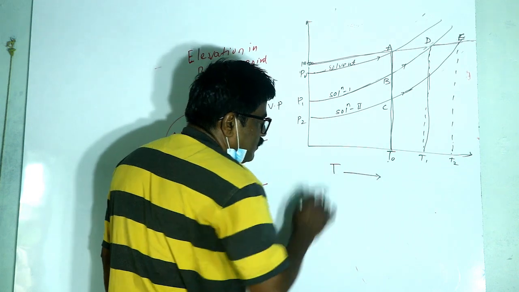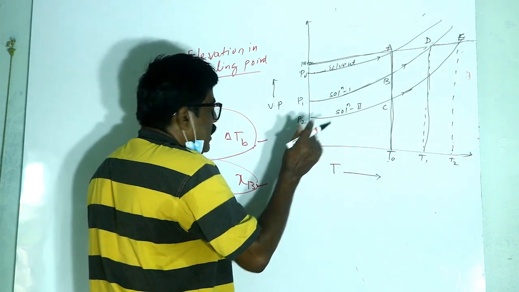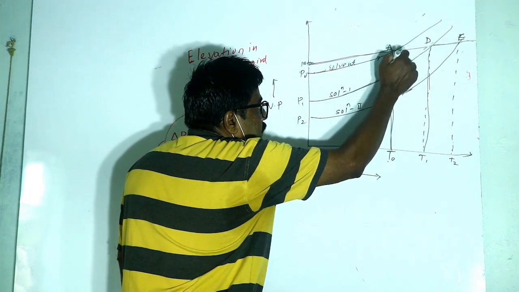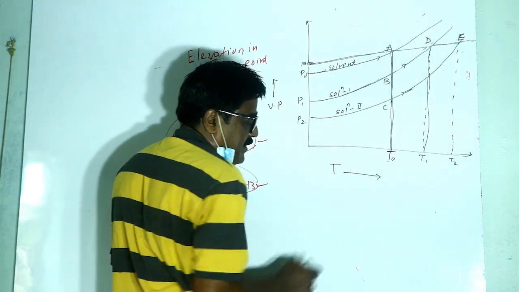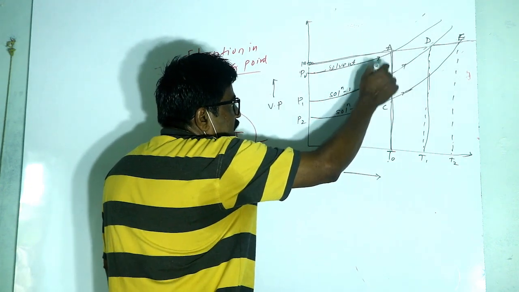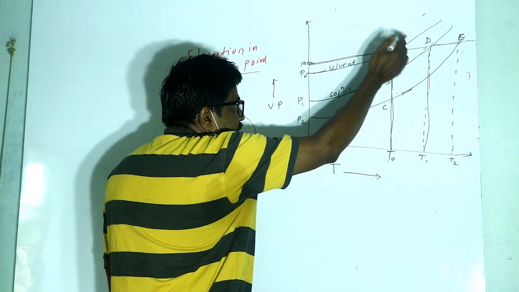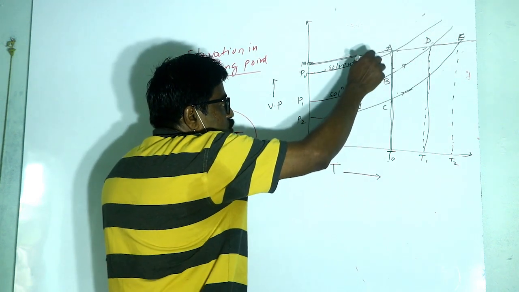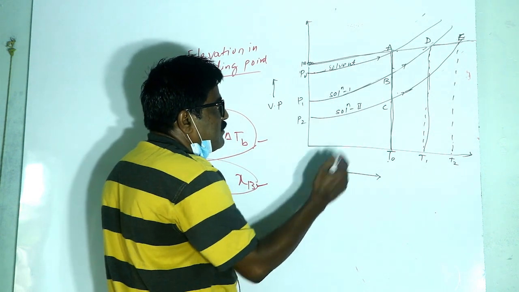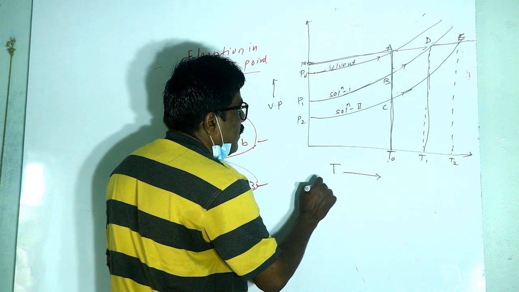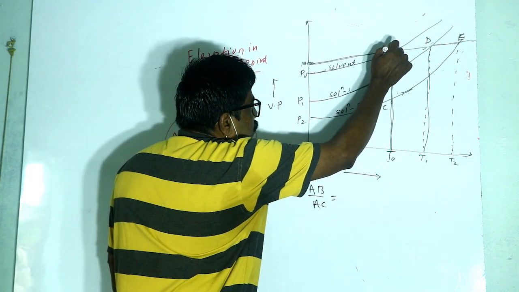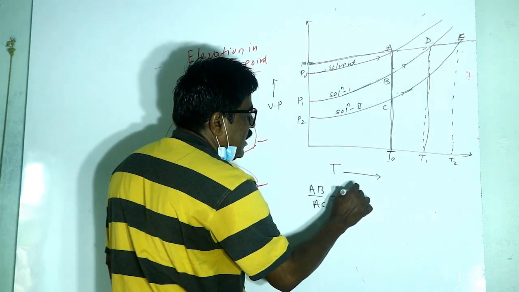And here the relation can be established by considering two triangles, ABD and ACE. These two triangles are similar because of the same angles. This is the common angle, and these two angles will again be the same. So according to this, these two triangles give the relation AB by AC is equal to AD by AE.